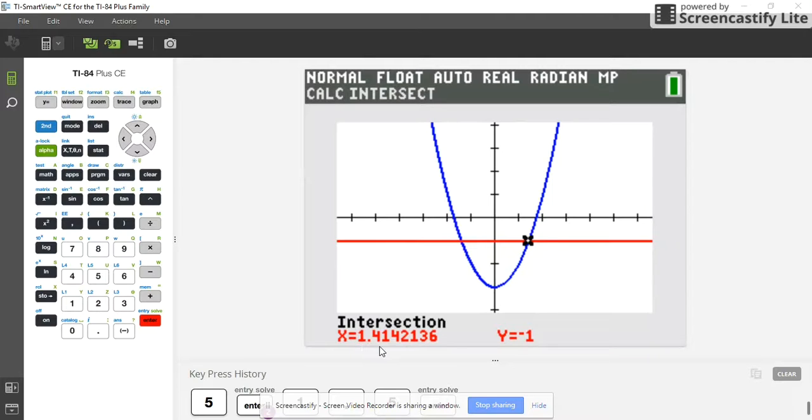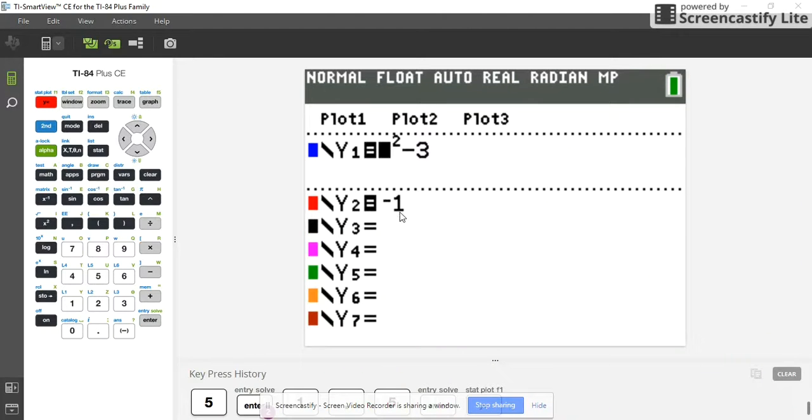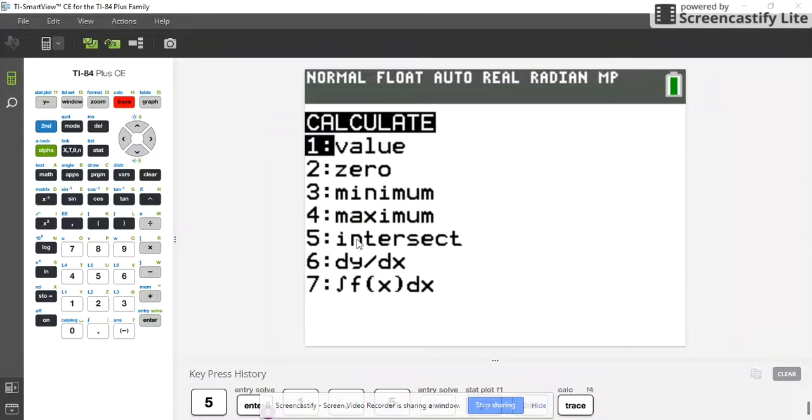All right, so in other words, if x is equal to the square root of 2, then the functions will both be at y equals negative 1. Let's think about that for a second. If we go back, we know that y2 is always equal to negative 1. If x is equal to radical 2, well, radical 2 squared is just 2, and 2 minus 3, sure enough, is negative 1. So the math checks out here as well. But again, the key point to finding where two functions intersect: second trace, and then option number 5.